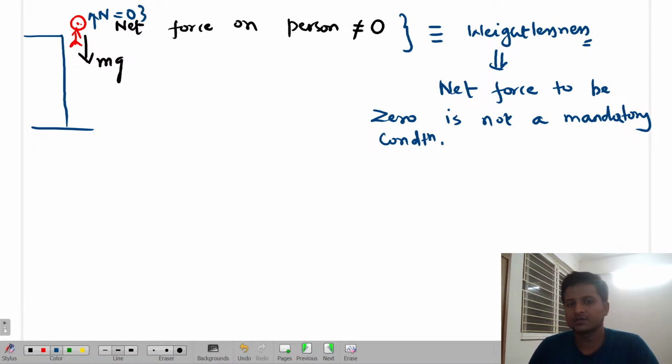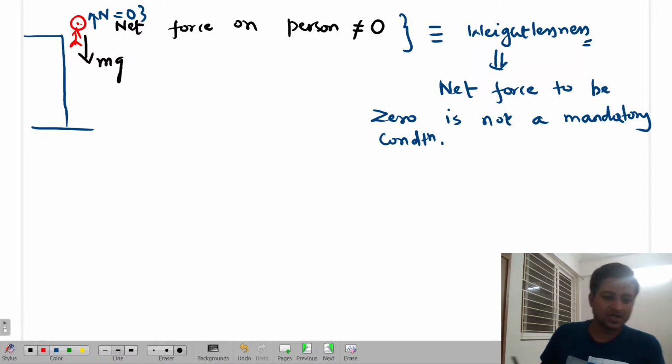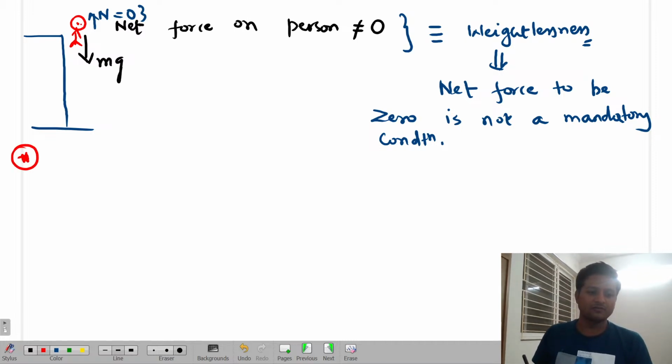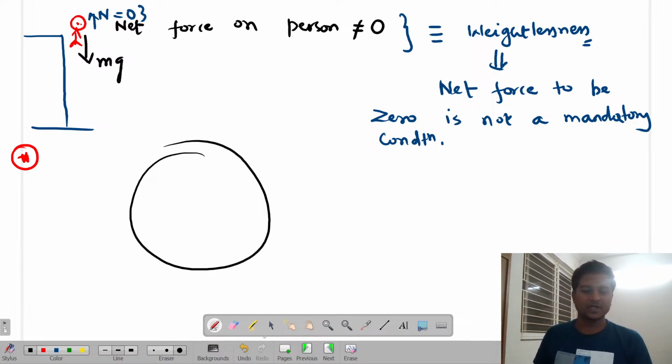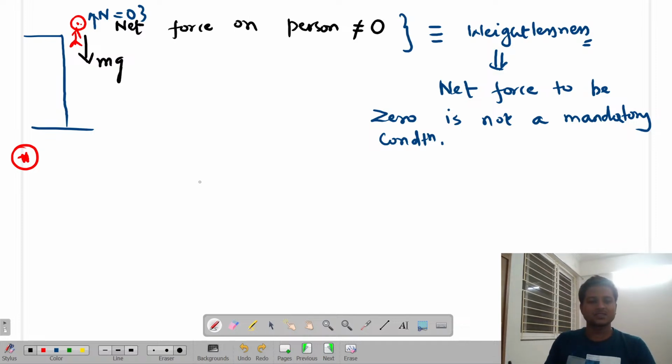Totally clear or not? So weightlessness means net force to be zero is not a mandatory condition, but the normal should be zero to feel weightlessness. So therefore, there is a particular case, a particular example. One of the best examples. As you have studied circular motion, this comes under gravity, but I'll tell you right now, and that is the satellite motion.